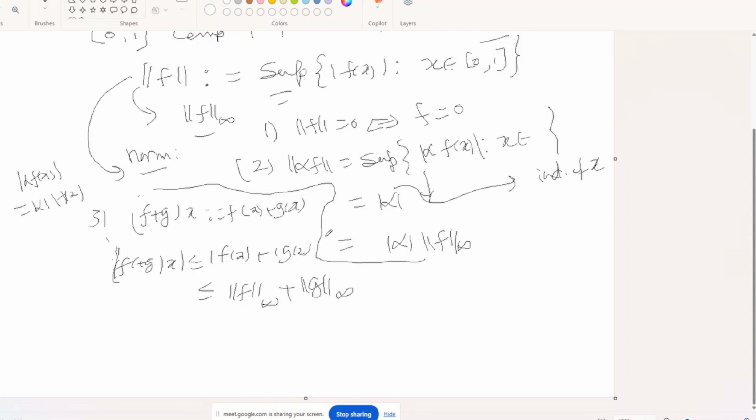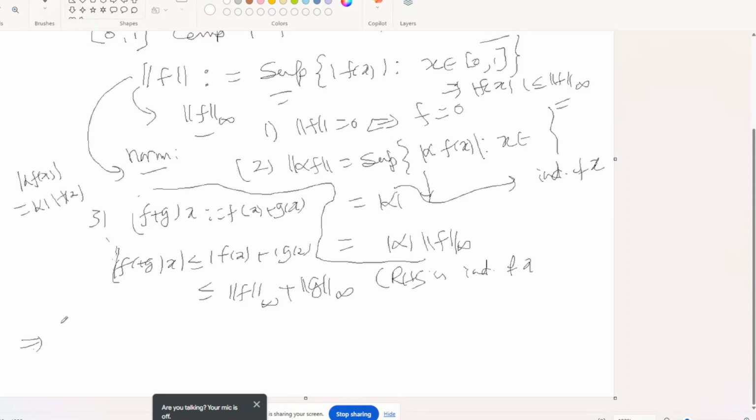So what it tells you is the following: this implies that f of x is less than or equal to norm f infinity, because it's the supremum. That's what I am using there. Now this right side, the RHS, is independent of x. So that implies now you take the supremum. So what you get is norm of f plus g is less than or equal to norm f plus norm g.